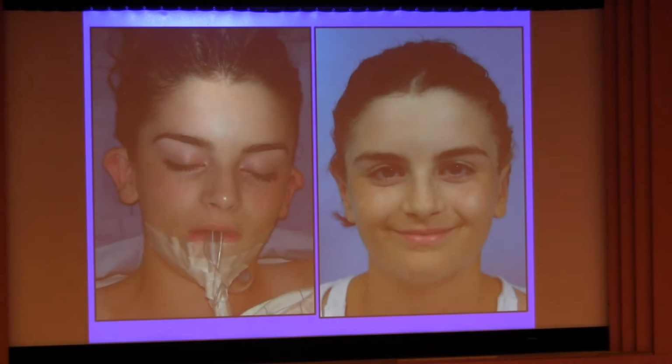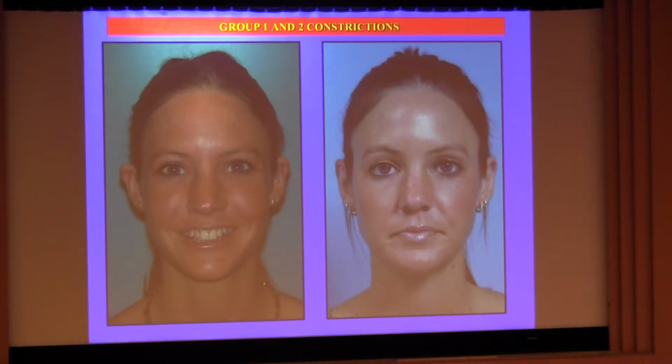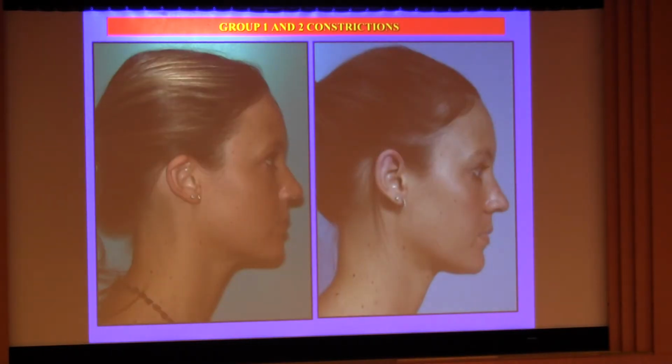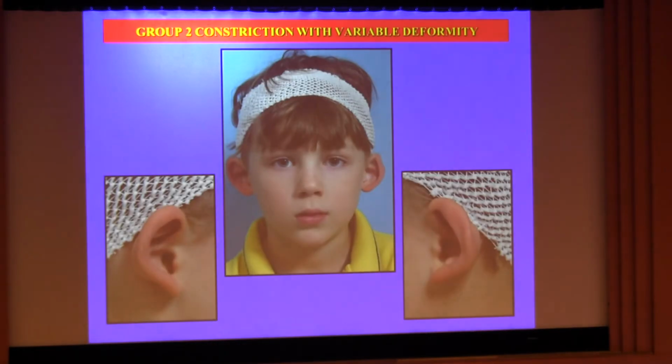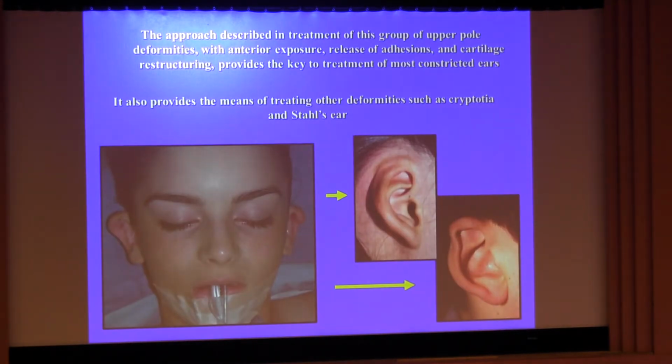Reshaping, quilting the skin back into place. That crimp is what causes the upper rim here to tip forward, as well as the short skin envelope. You gain the additional height and create a normal shape to the upper pole of the ear. Another, just a little bit more significantly constricted. The same approach works for the cryptotias and also the Stahl's ears.